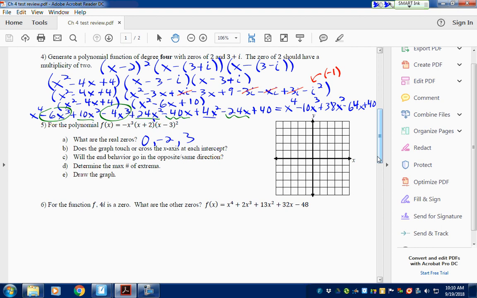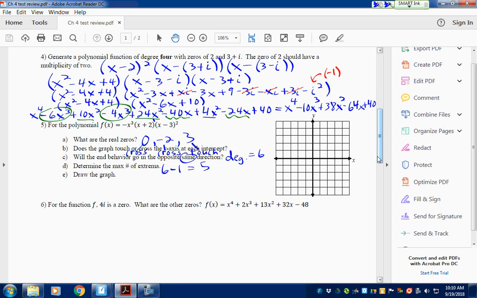Does the graph touch or cross? So this time, what about at 0? Does it cross? What about at negative 2? And then at 3 it touches. Will the end behavior be same or opposite direction? Same, because it's degree 6. Determine the max number of extrema. That will be 6 minus 1 or 5.